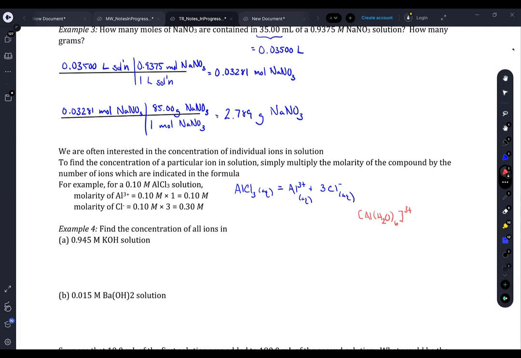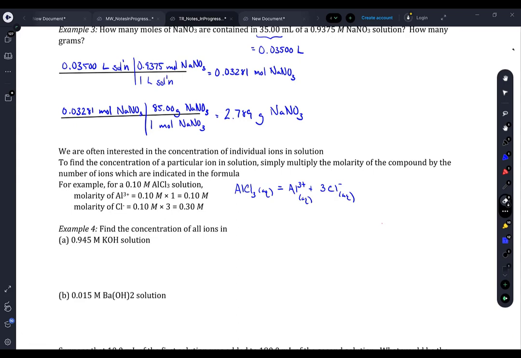You just need to remember, if this is in water, it's surrounded by water. And later on, it gets important to know that there's probably going to be 6, sometimes 4, it depends on the ion. But that's not something you would need to know for this semester. So just know the water loves that, especially when this number is 2 or greater.